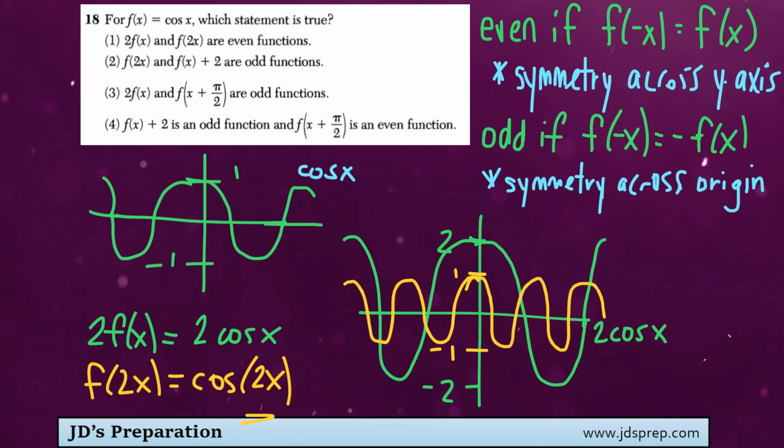Of course, this isn't as accurate as it could be, but the important thing here is to ask ourselves, does this have that same symmetry across the y-axis? Yes, it definitely does. So no need to go any further. We've proven that both 2f of x and f of 2x are both even functions. So statement number 1 is definitely true.